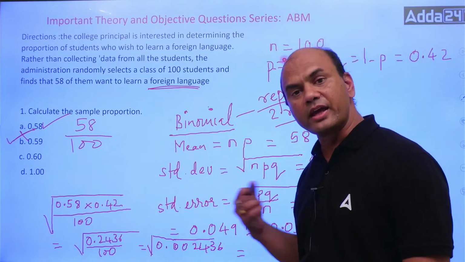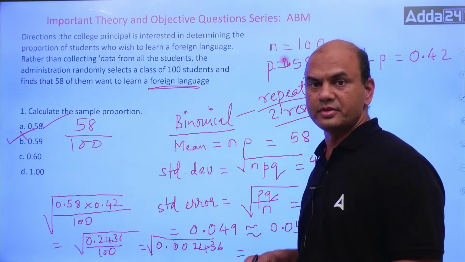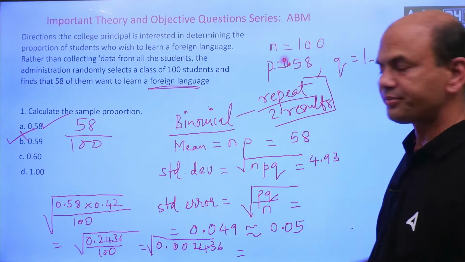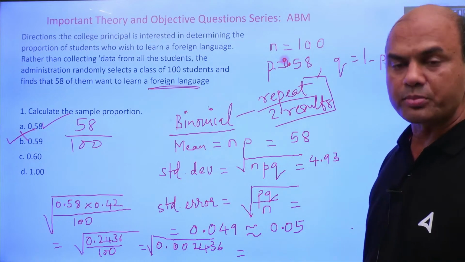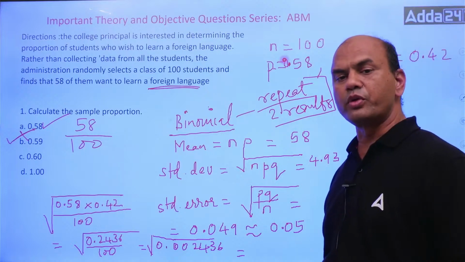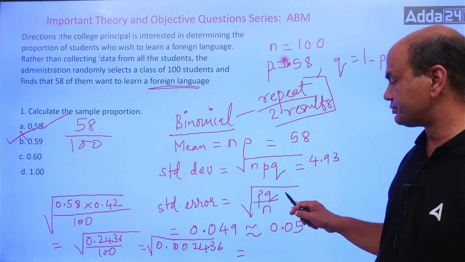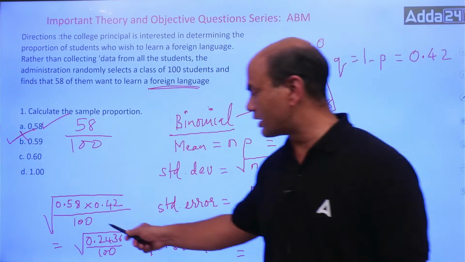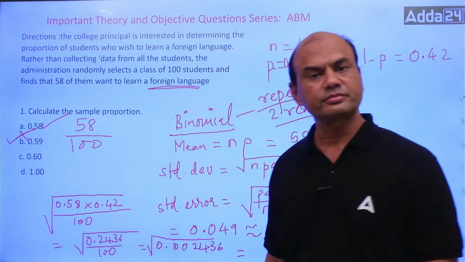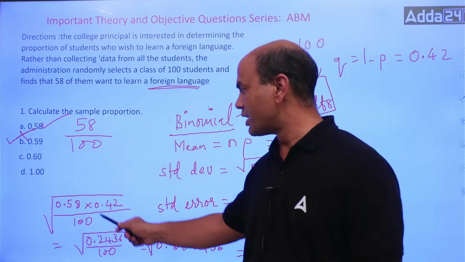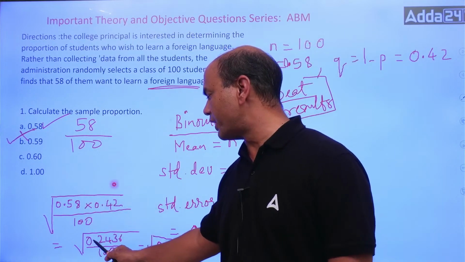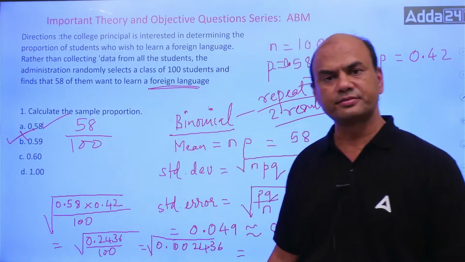Next is standard error. That is also asked in the exam. Root of PQ upon N. So P means what? 0.58. What is Q? 0.42. So root of 0.58 into 0.42, the whole upon 100. N is 100. Find the square root. This multiplication you get as 0.2436.